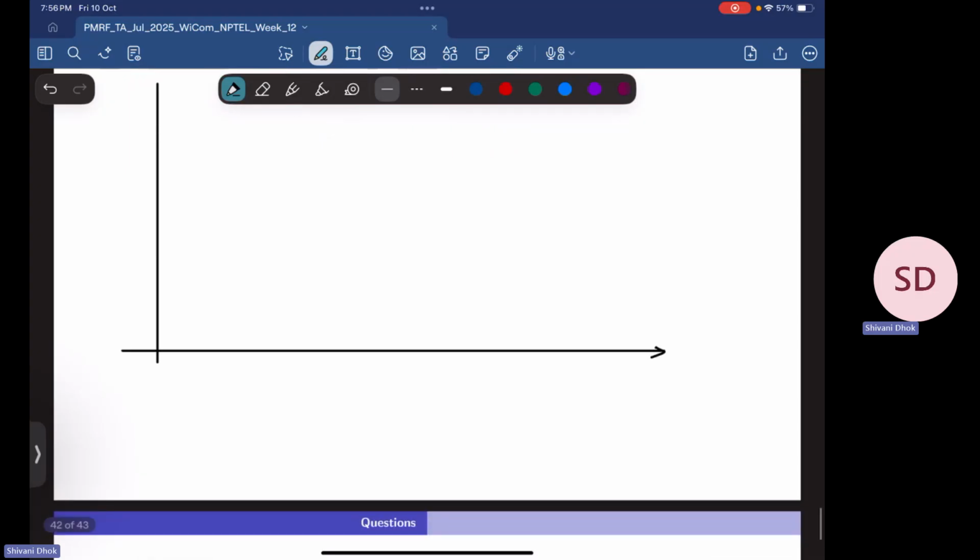Okay, so you have your eigenmode 1, and then you have your eigenmode 2. This is your 1 by sigma i square. So 1 by sigma 1 square is 0.0063.